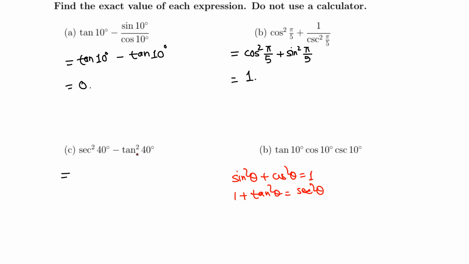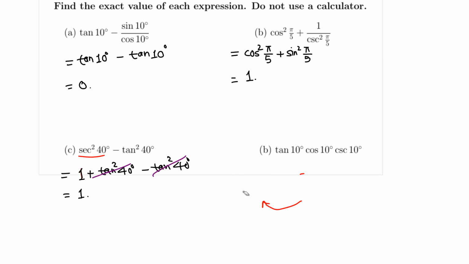But here this question is concerned with secant and tangent, so I'm going to apply this. So secant square of this angle is the same as 1 plus tangent square. So secant square 40 degrees is, using this formula, 1 plus tangent square theta, which is 40 degrees, minus tangent square 40 degrees. Now 1 plus tangent square 40 degrees minus tangent square 40 degrees, so we can cancel. So this is just 1. So the final answer is 1 for part C.